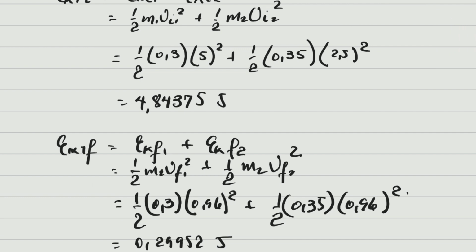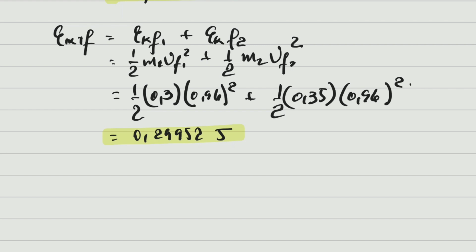Okay, and here we are. So this is the answer for the total initial kinetic energy. This is the answer for the total final kinetic energy. So now we can write the conclusion. Therefore the total kinetic energy initial is not equal to the total kinetic energy final.